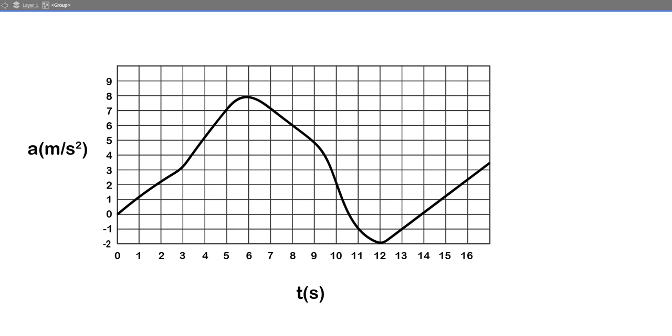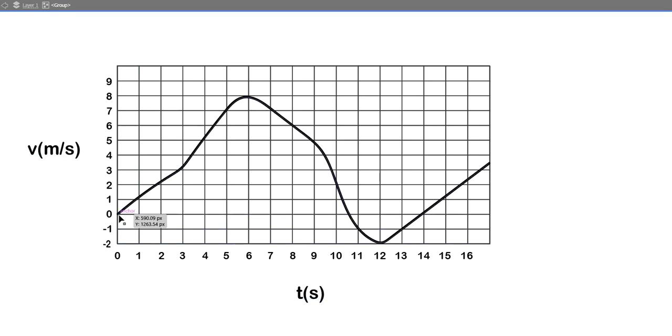Okay. Here we have a similar graph, but the units are different. On the left side, we've got velocity in meters per second. On the bottom, we still have our time in seconds. So this one's a little different.